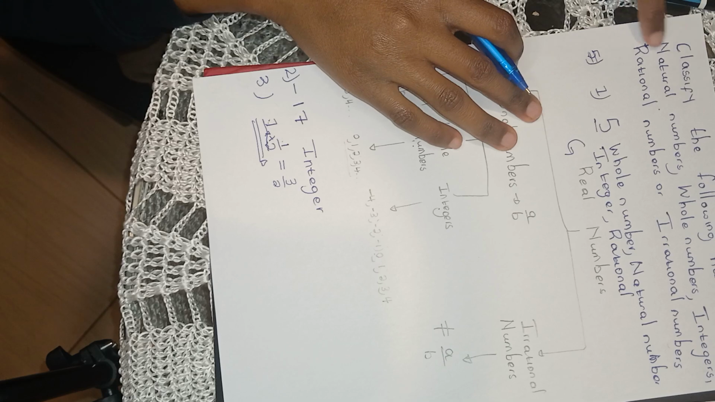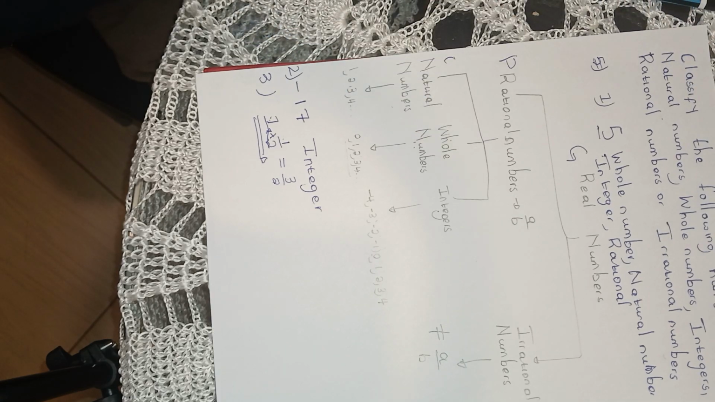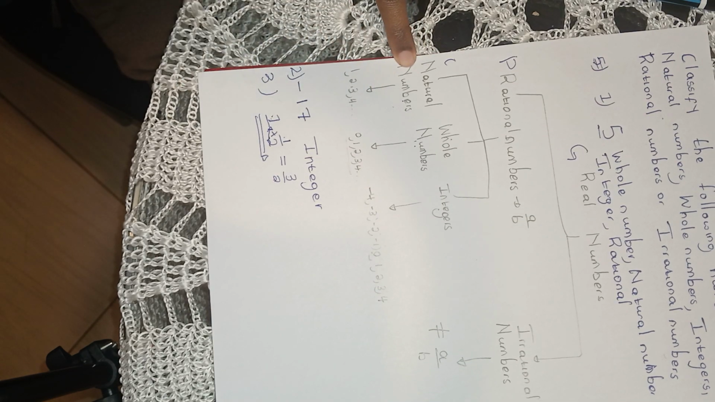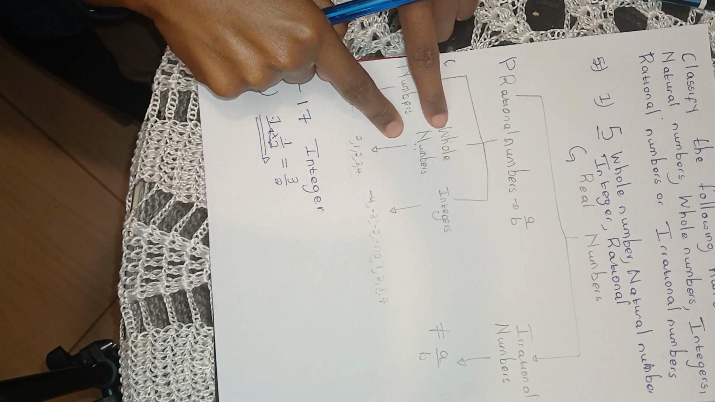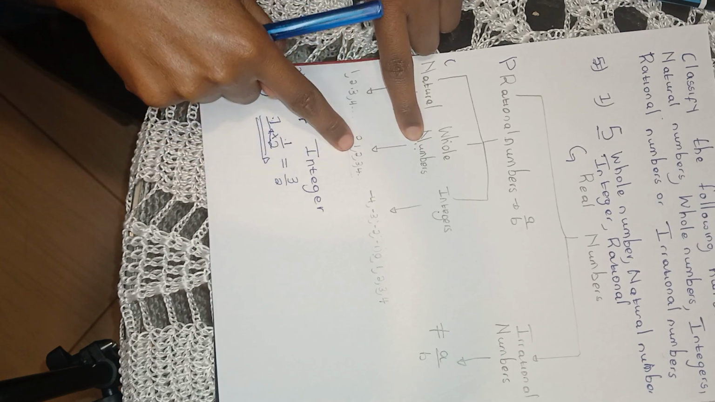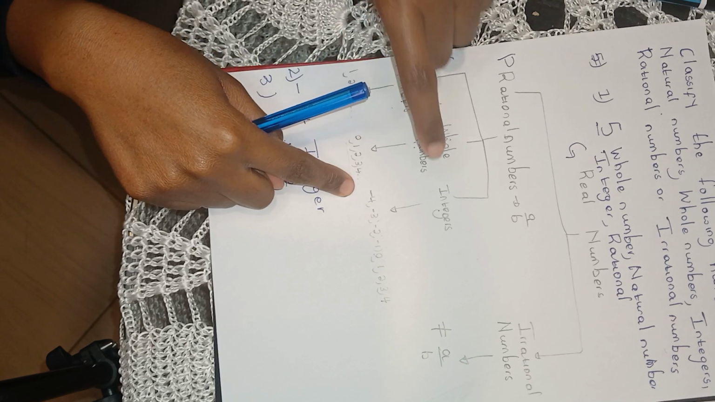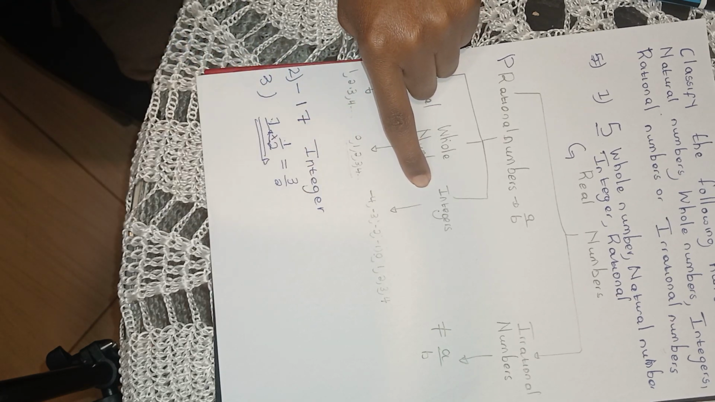Okay, and then let's come back here. We are asked to classify whether 3 over 2 is a natural number, whole number, integer, rational number, or irrational number. Sharp. Is 3 over 2 a natural number? I highly disagree. Is it a whole number? I highly disagree, because whole numbers are natural numbers and 0. Is it an integer? I highly disagree.